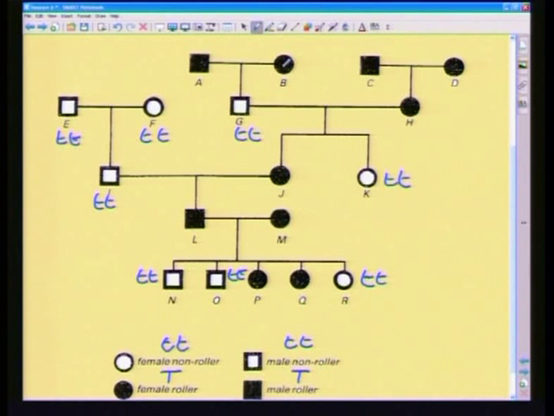So we say, right, have a look here. If A and B produced a baby that has 2 little t's, it automatically tells us that these parents here must each have a little t. Otherwise, they can't produce a baby with 2 little t's. But they are, we know, tongue rollers. So therefore, they must be heterozygous. People, I hope this makes sense.